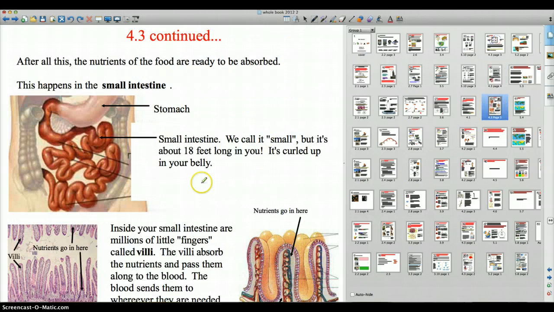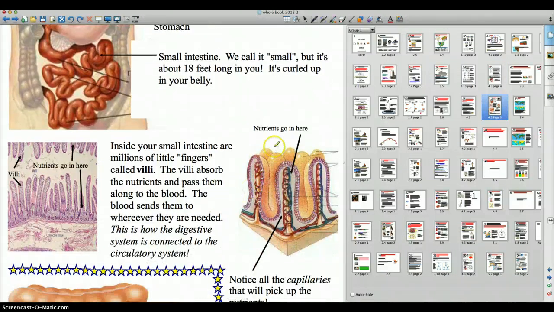That food is now ready to be absorbed, and here's where it gets absorbed, in the small intestine. The villi of the small intestine absorb the nutrients. Each villus has a little web of capillaries. When the food comes in, it gets into the capillaries. Now it's in the blood, it can go to where it's needed.